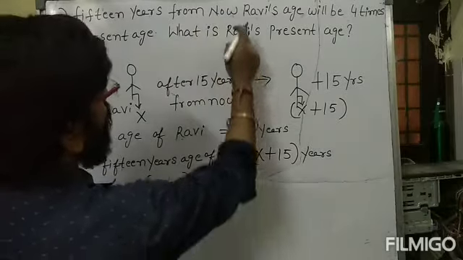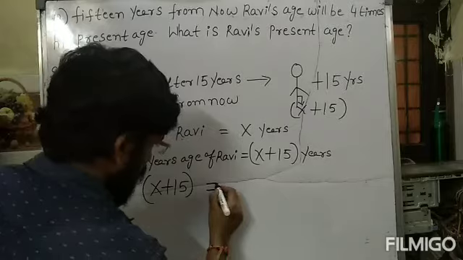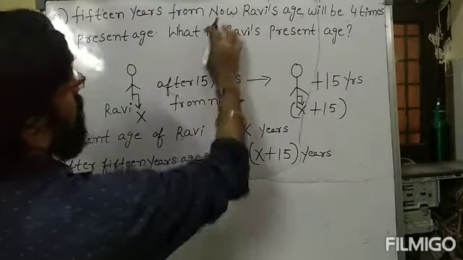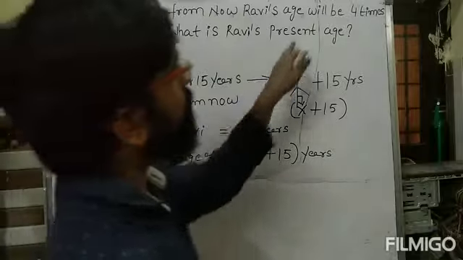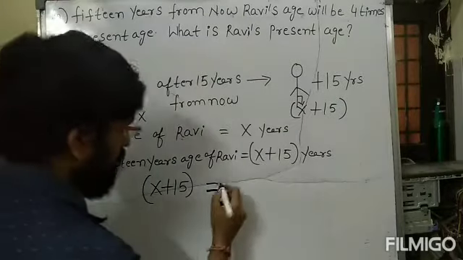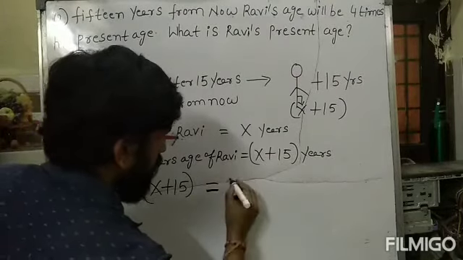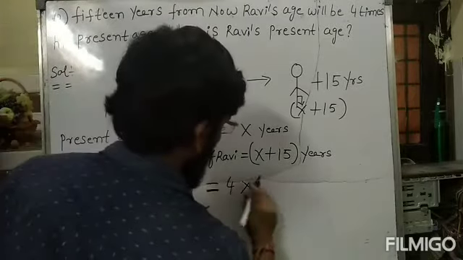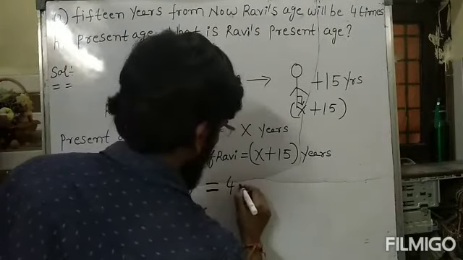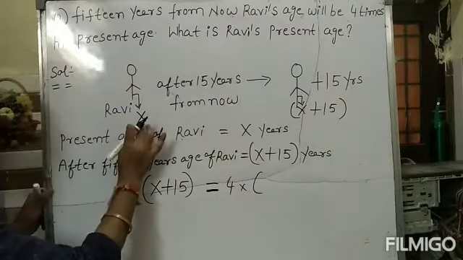Now means is equal to 15 years from now. And in the problem, Ravi's age will be 4 times his present age. 4 times means multiplication into his present age.